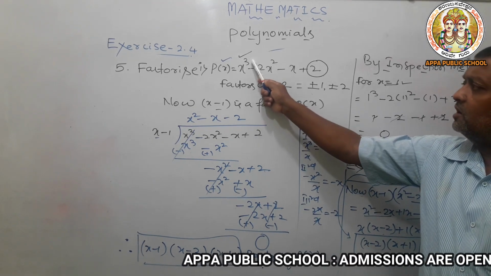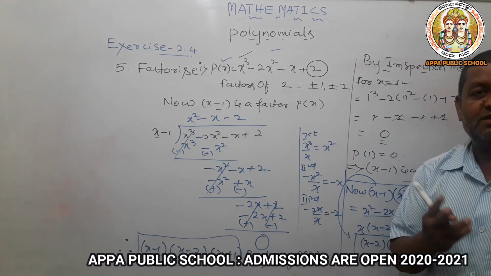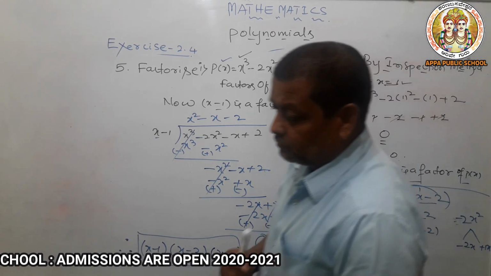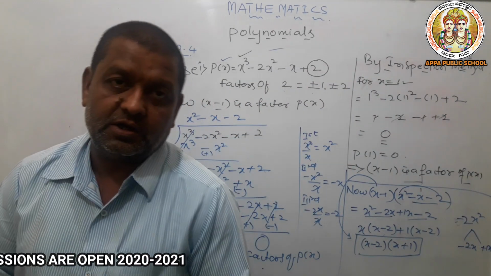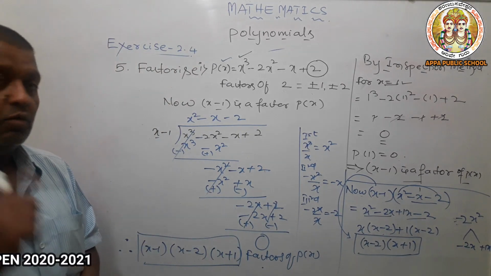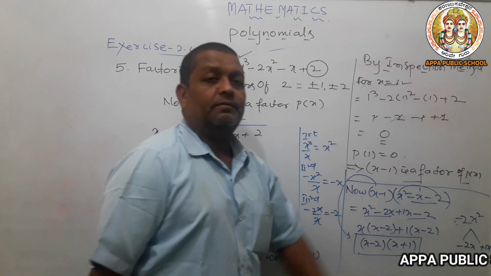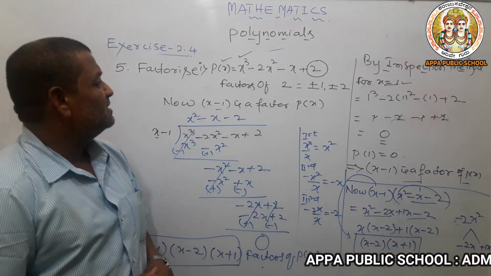Definitely a cubic polynomial has degree 3. Because of degree 3, there are 3 factors. Among the 3 factors, we need to find at least one factor. By how? By inspection method. What do you mean by inspection method?